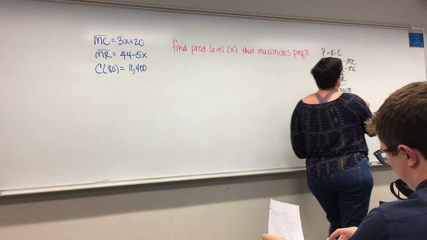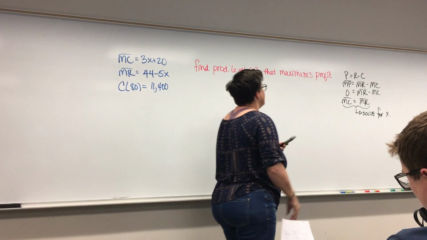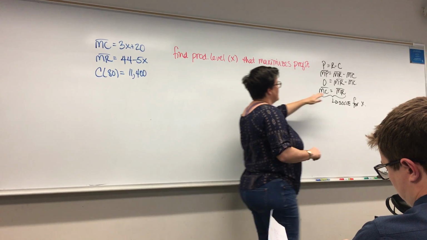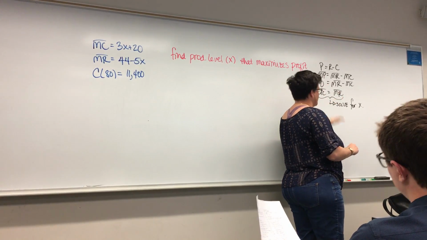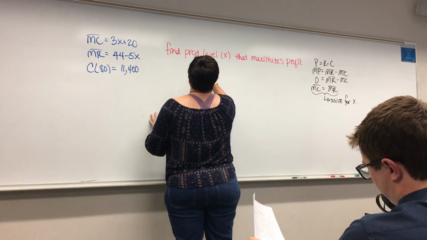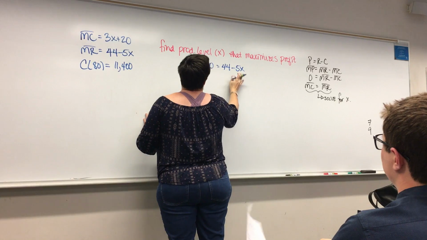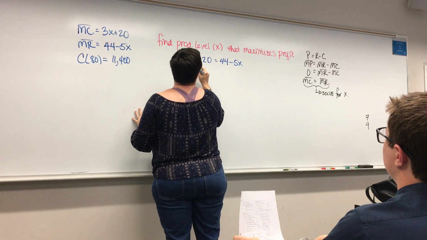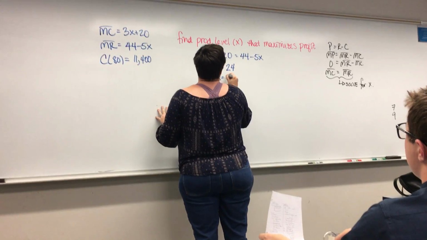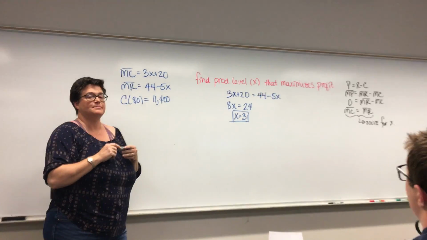So now we're solving for X. Basically here, guys, we're delaying the inevitable because we know we're gonna have to find a profit function eventually anyway, but we can do a quick and dirty on marginal cost and marginal revenue and find that X value immediately. So I'm just gonna set 3X plus 20 equal to 44 minus 5X. If I add 5X to both sides, I get 8X. I'm gonna subtract 20, equals 24. X, lo and behold, is 3. So that's the production level that maximizes profit.